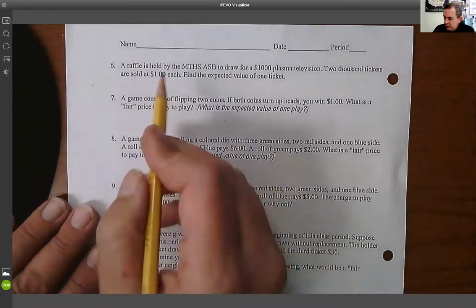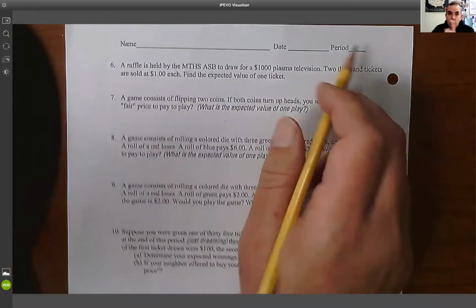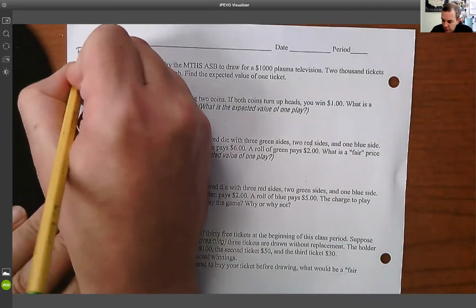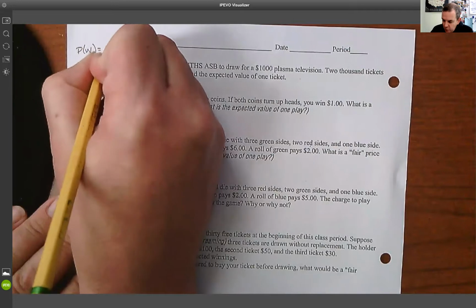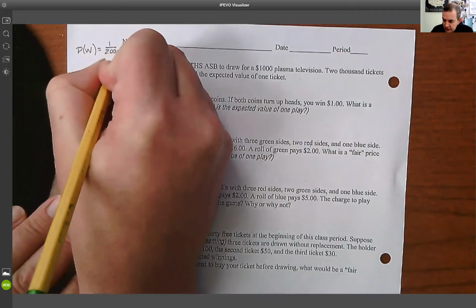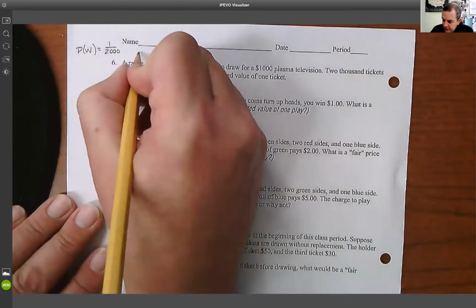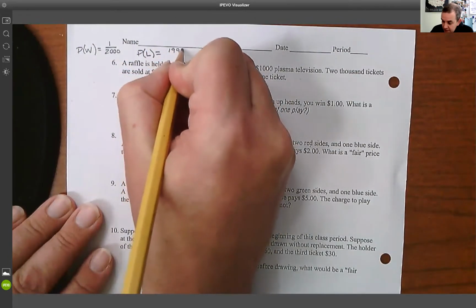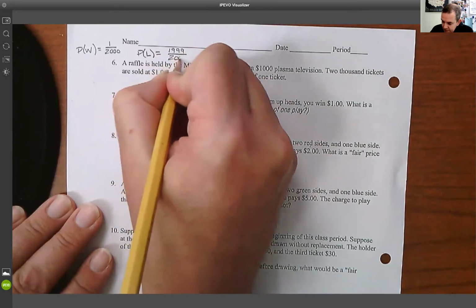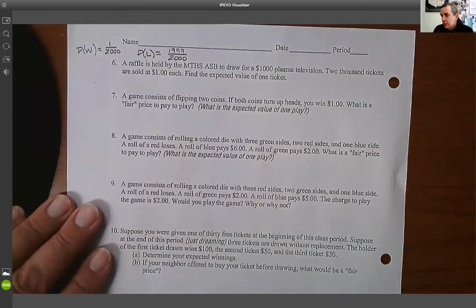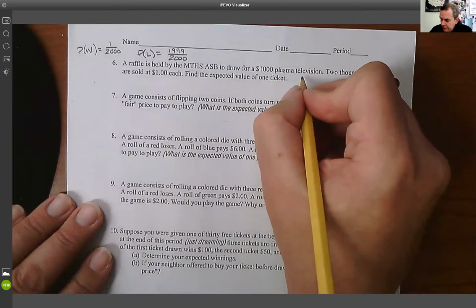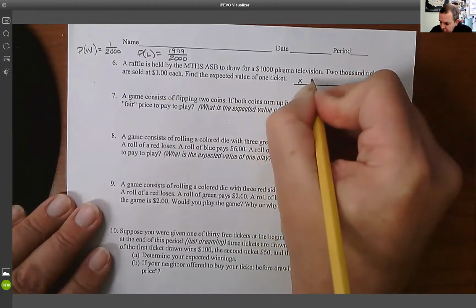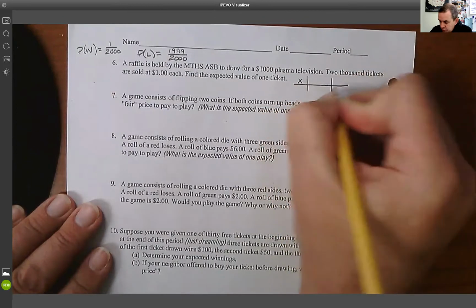So if you think about it, you have sold 2,000 tickets. One ticket is going to win because there's only one TV. So the probability of winning is going to be one out of those 2,000 tickets. One ticket out of 2,000 is going to win. That means my probability of losing, the complement rule, is 1,999 out of 2,000. So now, if you think about the outcomes, the two outcomes here are either you win or you lose.